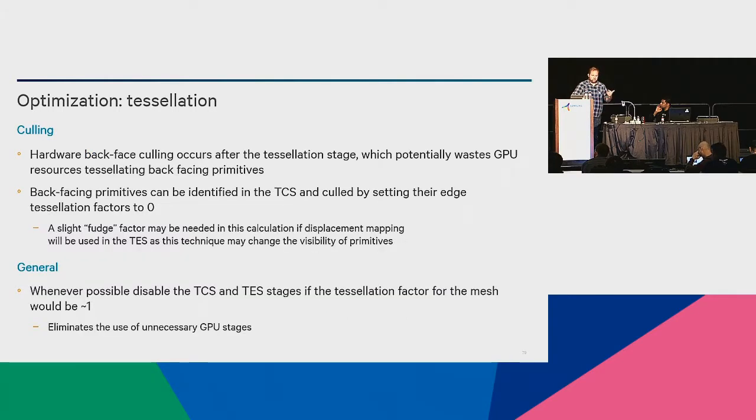In the graphics pipeline, backface culling occurs after the tessellation stage. So it's potentially possible that you create all this additional geometry which just gets rejected because it's backfacing. There are ways to deal with this within your tessellation shader itself. You can identify whether or not that primitive will end up backfacing, and then you can just set its edge tessellation factors to 0, and that will save having to process that. You may have to fudge it a little bit if you're using displacement mapping, because it could change the visibility of the primitives a bit. And whenever possible, you want to disable the tessellation stages of rendering if the tessellation factor would be 1 anyway. It means we don't have to use those portions of the GPU.